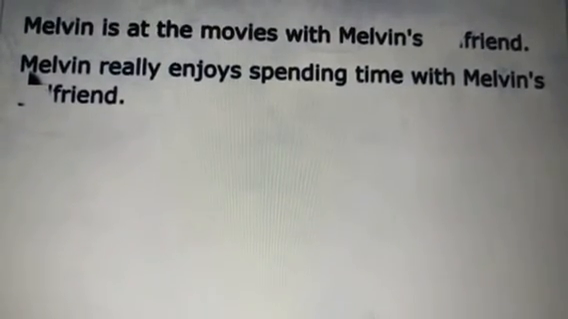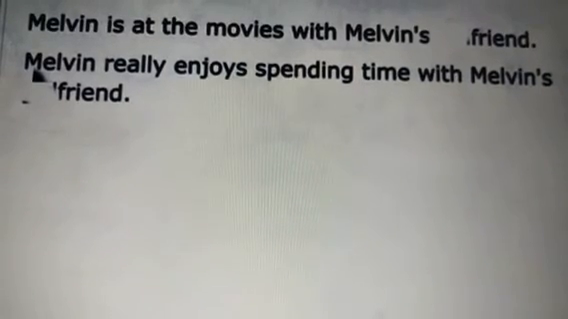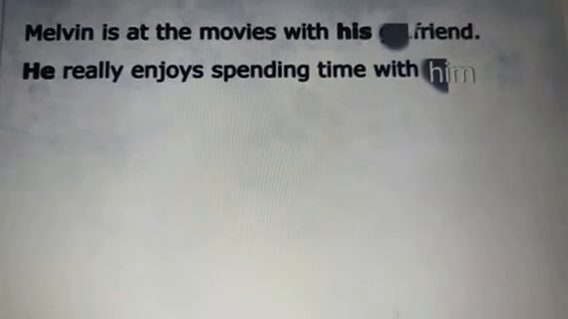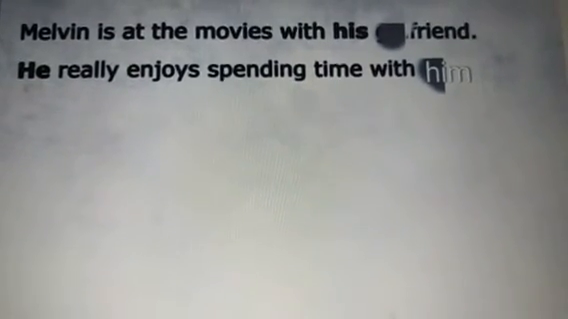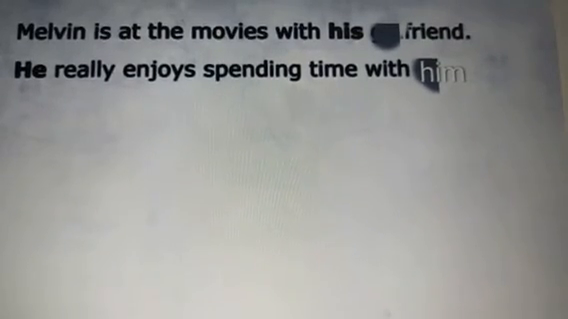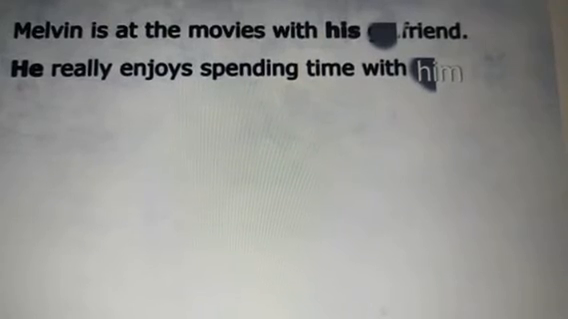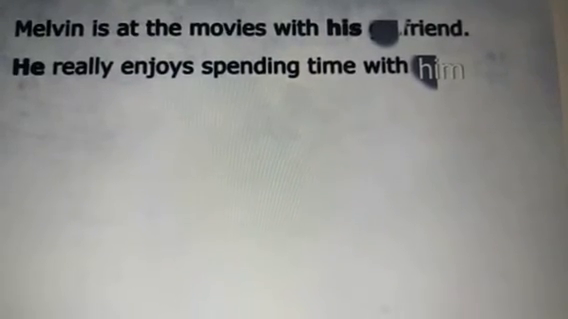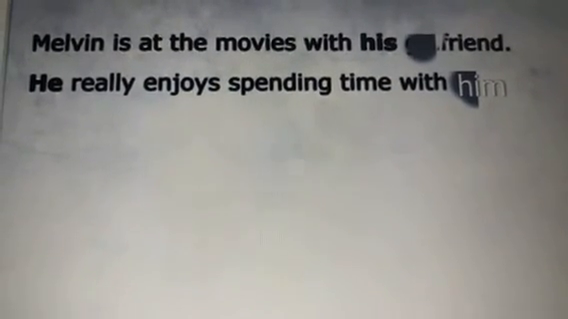And to avoid that kind of repetition, we can use pronouns. So we can say, Melvin is at the movies with his friend and he really enjoys spending time with him. So there are three pronouns in there: his, he, and him. Did you get all of those? Okay, now I want you to notice that the pronoun he is in the subject position. He is the subject of the verb enjoy. Who enjoys? He enjoys. And the other pronoun him is in the object position.